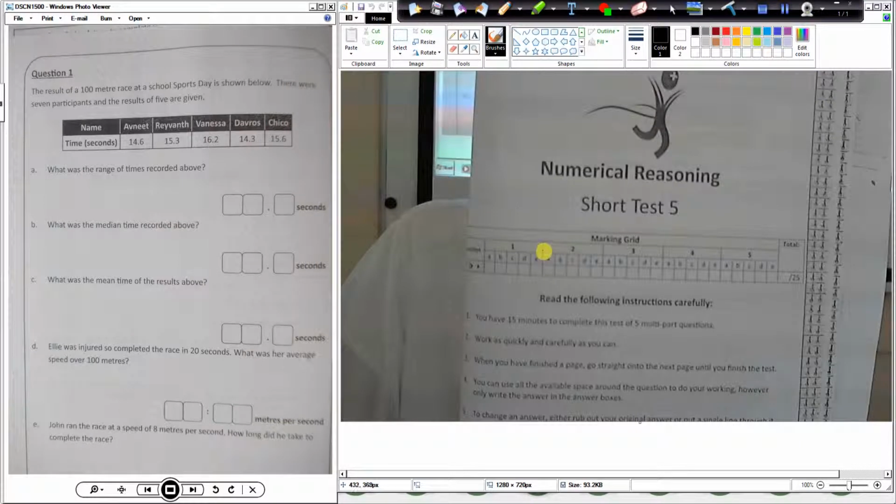Okay, Bismillah, we're looking at numerical reasoning, first past the post, short test 5, as we can see here.